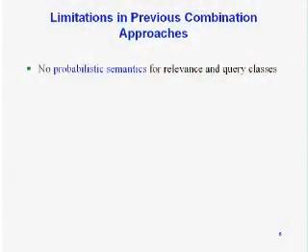However, the query class-based method is not perfect. There are still several limitations in this kind of method. For example, they do not provide any probabilistic semantics for the relevance and query classes. So it prevents us from using some standard machine learning technique, or maybe statistical learning technique, to learn all this strategy from the training data.